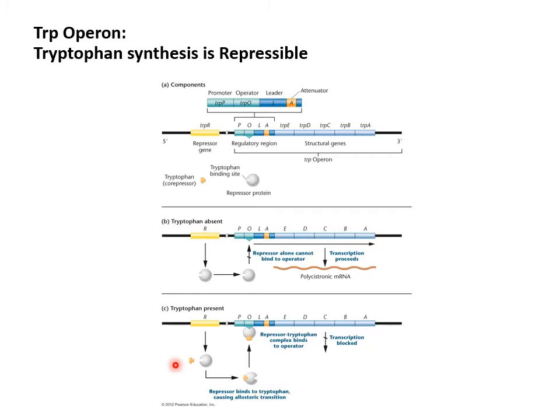Whereas when tryptophan is present, it acts as a corepressor. The tryptophan will bind to the repressor and change its shape so that now it fits the operator. So tryptophan will allow the repressor to bind to the operator, and this blocks polymerase from getting from P through to the genes to express them. So transcription is blocked in this case.